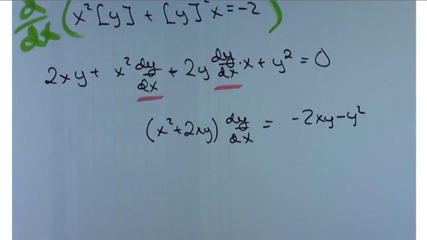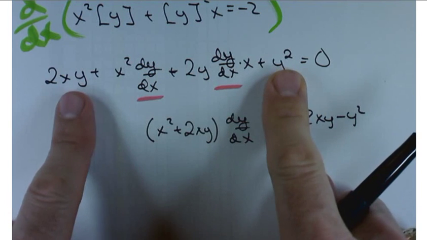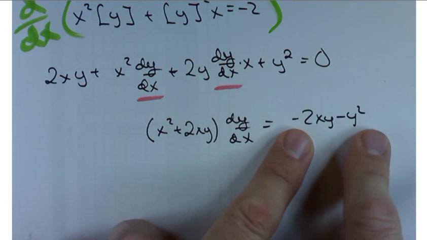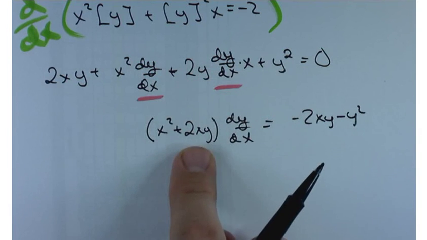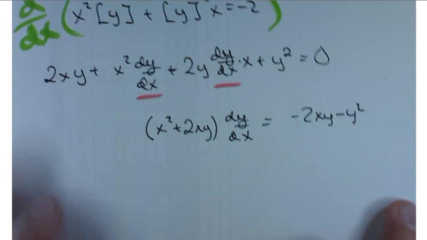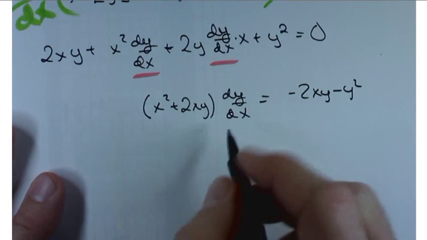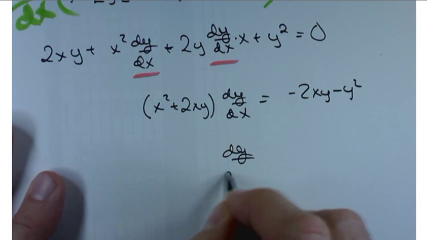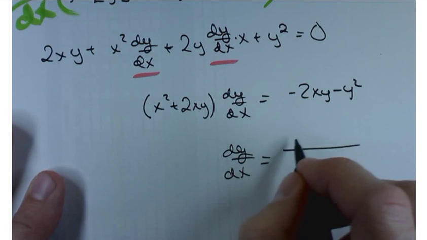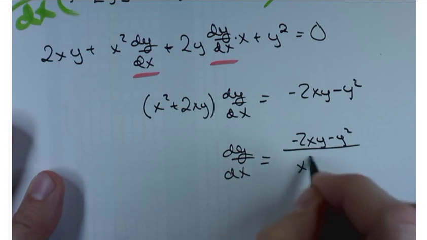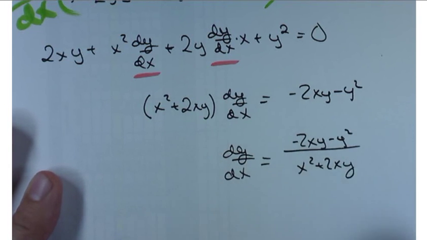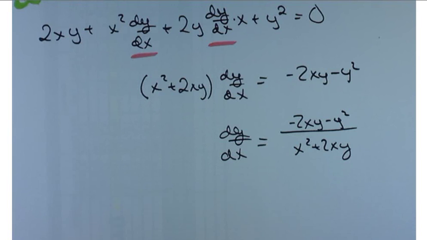I hope I didn't do too much in one step here. So I did two things. Move these terms to the right-hand side where they change signs, and I factored out the dy by dx term from these two. What's the last thing I need to do to solve? Yeah, divide. So divide by x squared plus 2xy.